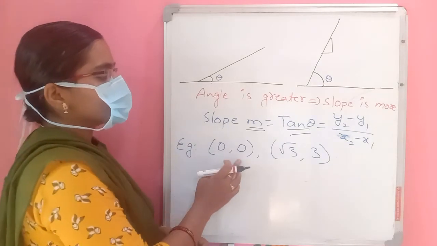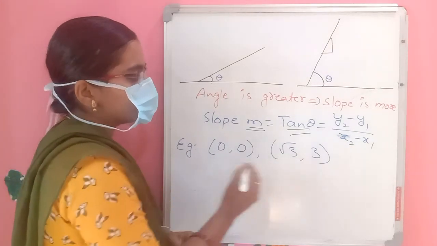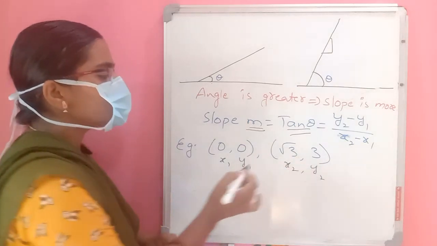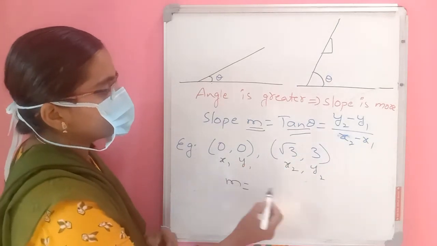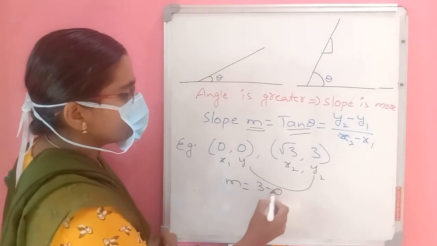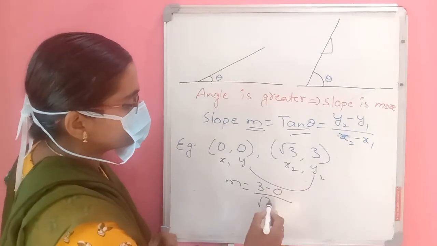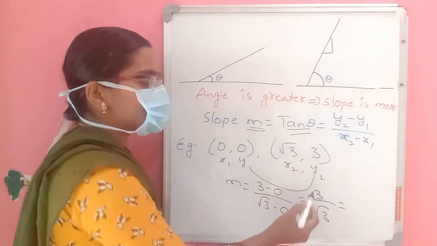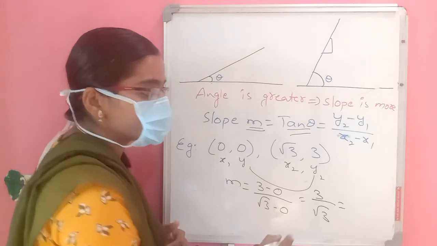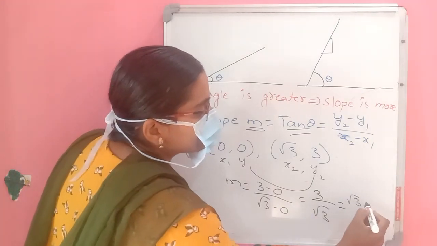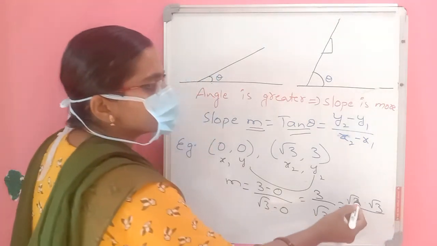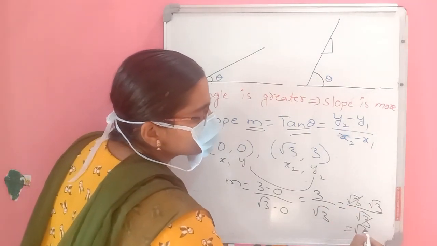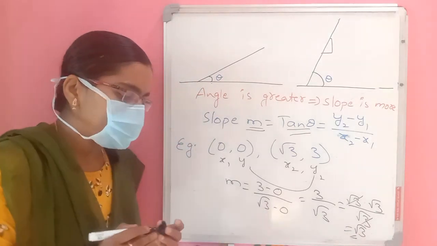So they have given the points 2.0 comma 0 and root 3 comma 3. What is the slope formed by these 2 points? So slope m equals (y2 minus y1), 3 minus 0, by (x2 minus x1), root 3 minus 0. 3 minus 0 means 3 by root 3. This 3 by root 3, they will also give in the options. Otherwise, I can write this 3 as root 3 into root 3. Why? Because root 3 whole square is 3. So 3 by root 3, root 3 gets cancelled. So slope m is root 3.